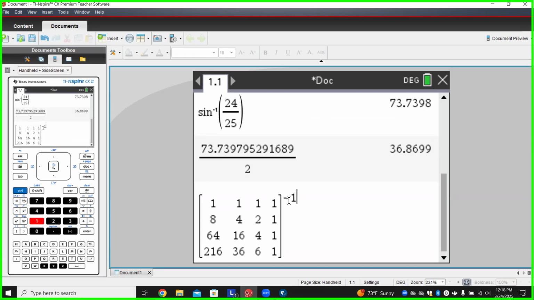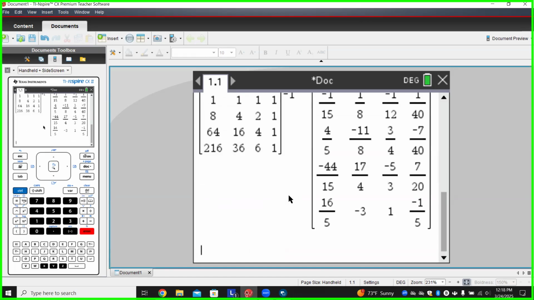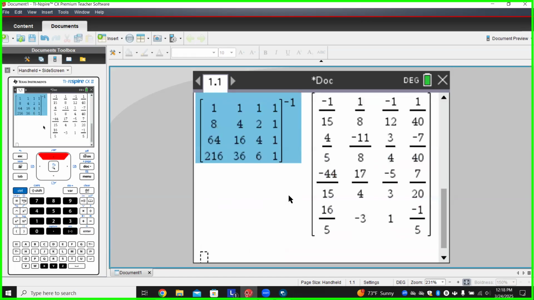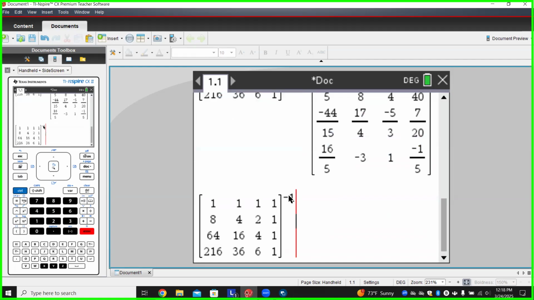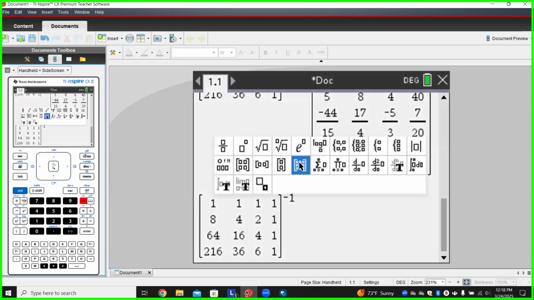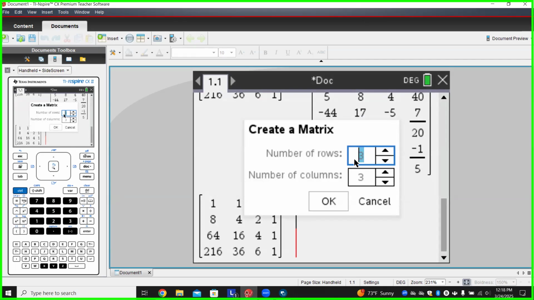Makes it the inverse. Hit enter. It gives you these fractions. Now, what I should have done, after I hit that inverse, I need to go ahead and plug in that B matrix. So now I'm going to come over here and do this, and then, what's the B matrix considered? A 4 by 1.